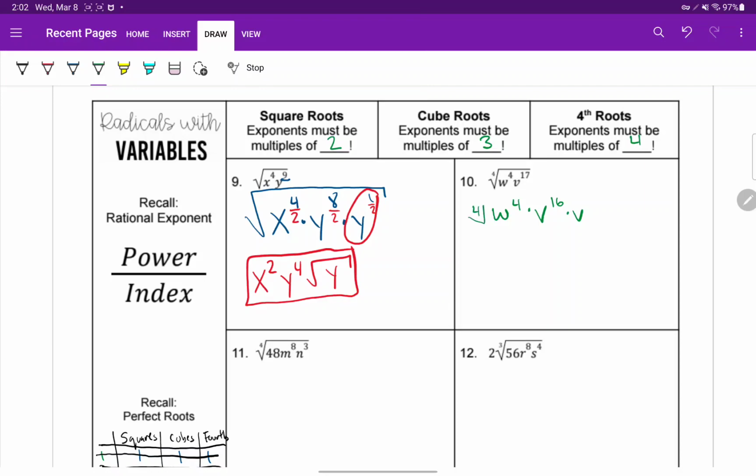Now we're going to put our radical over there. And again, we're going to divide by our index. Our index is 4, so 4 divided by 4 is 1, so that's going to be w to the 1st on the outside. For v to the 16th, we're going to divide that by 4, so 16 divided by 4 is 4. That's a whole number, so we move that to the outside. And last, this v to the 1, we know it's going to be 1/4, so we're going to circle that because that reminds us that it goes back inside of the radical sign. So w v to the 4th times the 4th root of v.